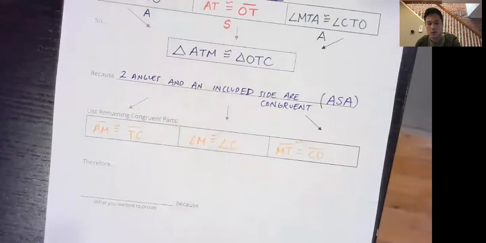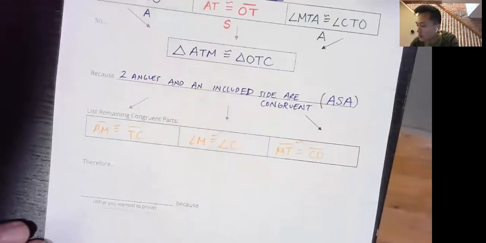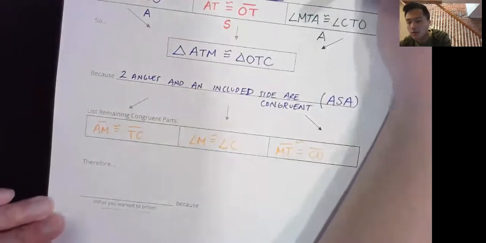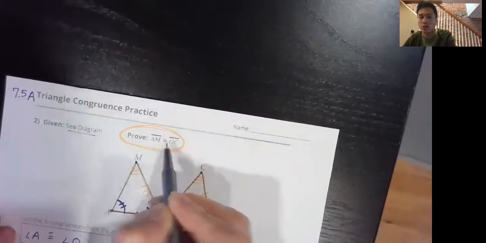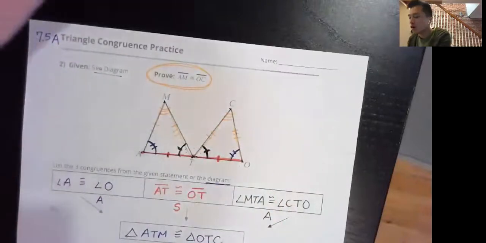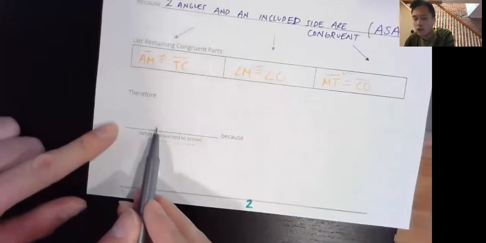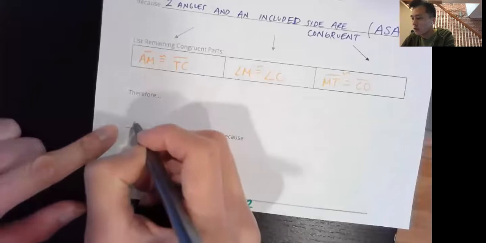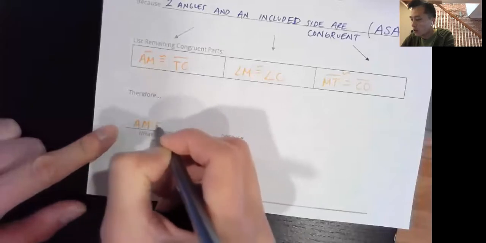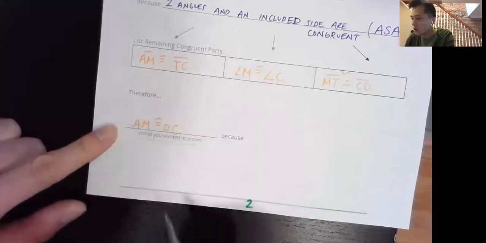All right, conclusion. Therefore, what? What did we want to prove? Go back to the top. We wanted to prove that AM is congruent to OC. Whatever you were trying to prove always needs to be in your concluding statement. We wanted to prove that AM is congruent to OC.